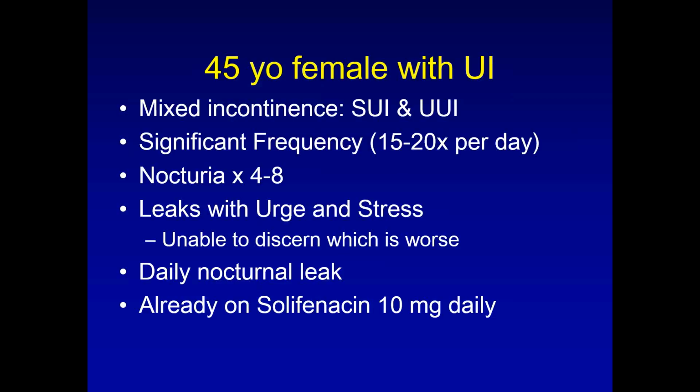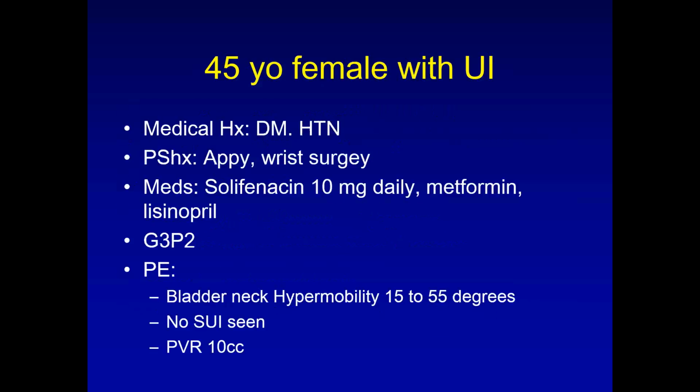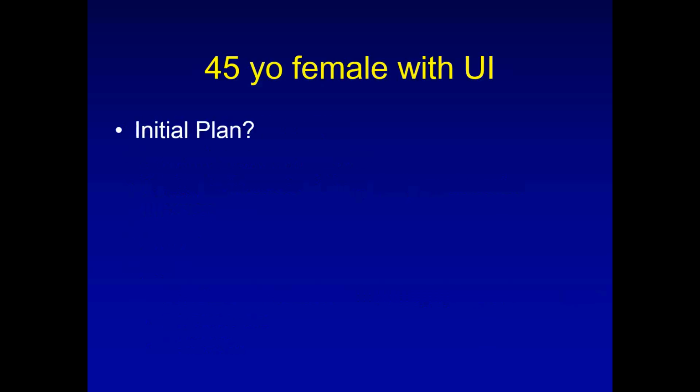She's already on solifenacin 10 milligrams and not better. She's diabetic. She's on the medications we talked about. On exam, she's got hypermobility, but she's got no stress incontinence and her PVR is only 10 cc's. UA is negative. No infection or anything. So what do you want to do?